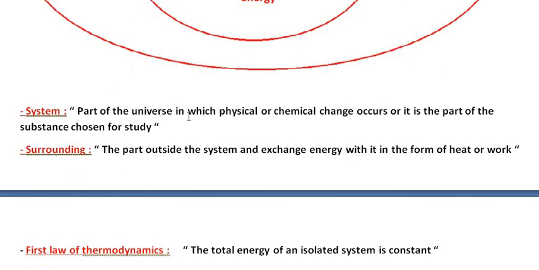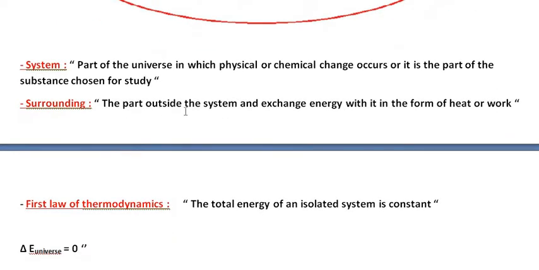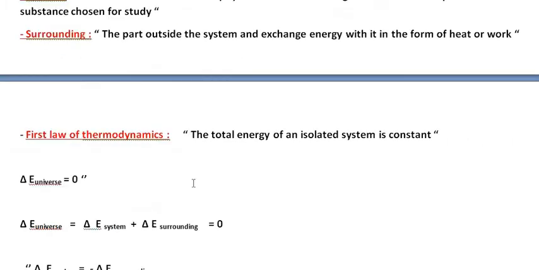The system is the part of the universe in which a physical or chemical change occurs, or it is the part of the substance chosen for study. The surrounding is the part outside the system that exchanges energy with the system in the form of heat or work.